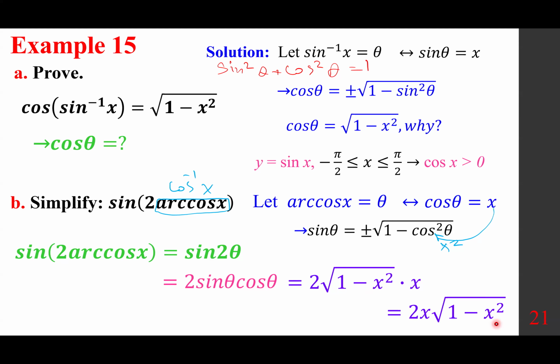The question is, why did we choose the plus only? Again, it has got to do with the inverse trig functions. Cosine also is not a one-to-one function. So the restriction we put on cosine, okay, is that between 0 and pi, we choose cosine to cover all the values. And that puts us in the first and the second quadrant where sine is positive.